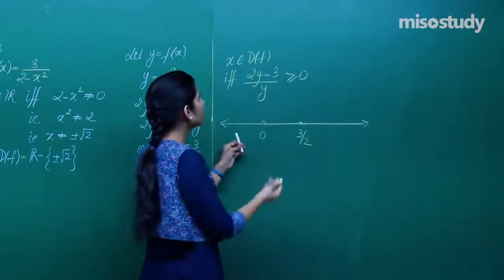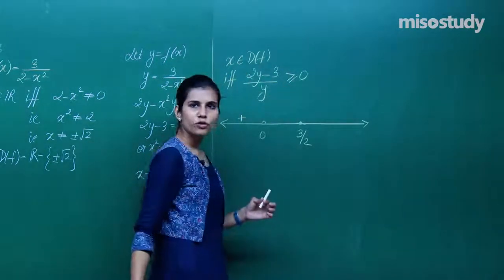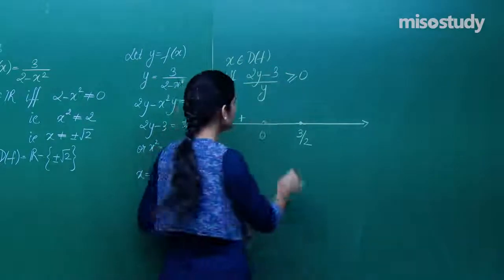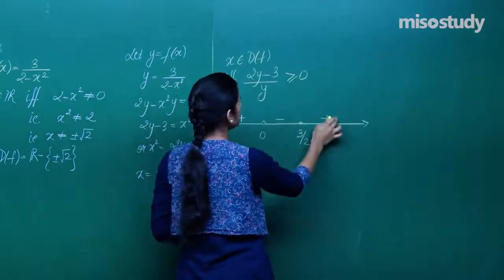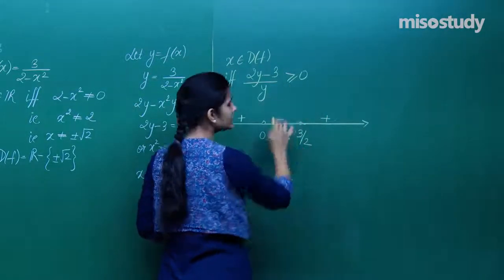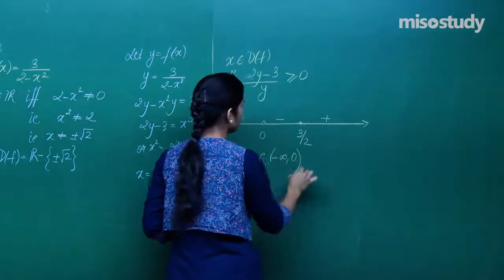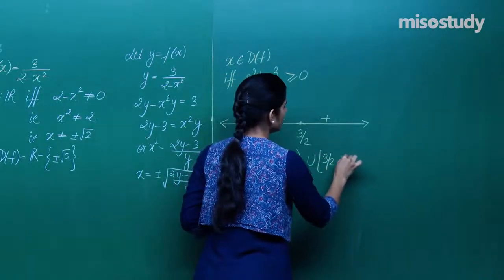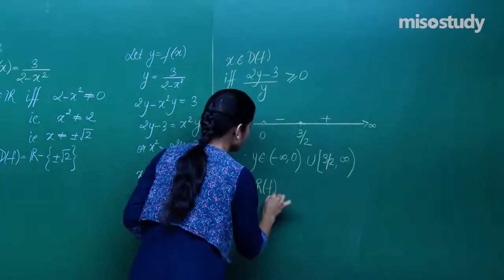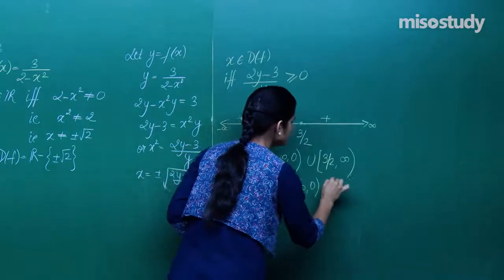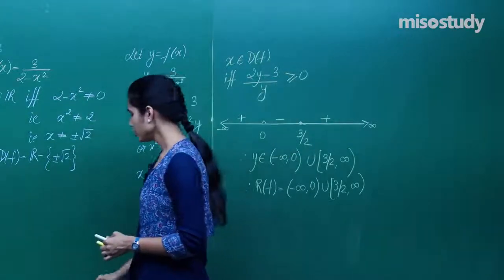Fine. Before 0, if you put suppose minus 1, this is negative, negative upon negative is positive. So before 0, you are getting this as positive, here it will be negative and here it will be positive. I actually want non-negative. Here it is positive, here negative, here positive, here not defined, and here it is equal to 0. So therefore, y should belong to (minus infinity, 0) open, union [3 by 2, infinity) closed. Therefore, the range of f is this. Clear? We have decoded the domain and the range. Let's move on to the next question.